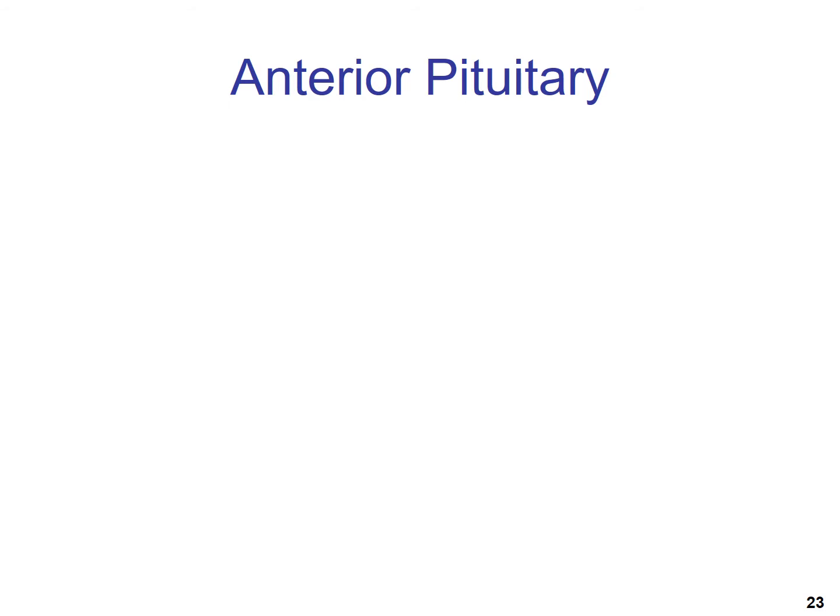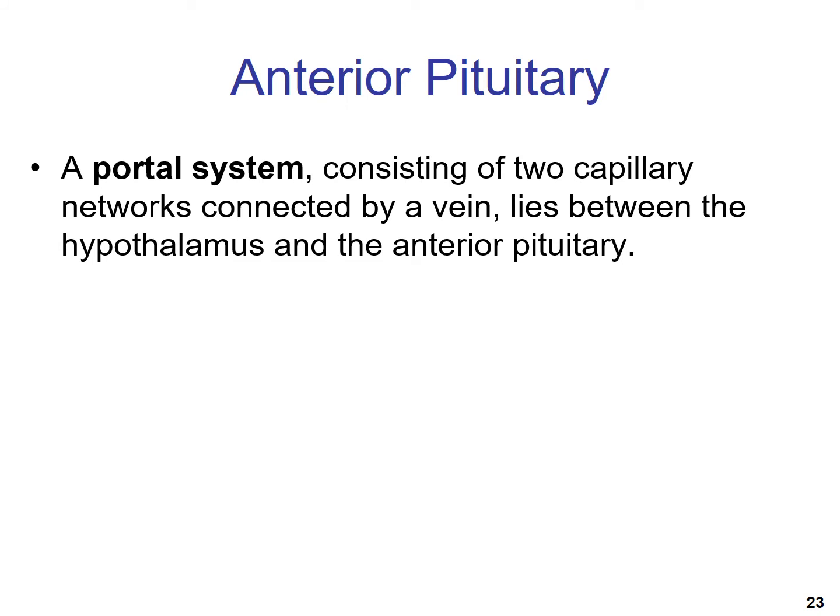Now we're going to talk about the anterior pituitary, which is a little bit more complex because the production mechanism is a little bit more complex, and it also produces more hormones than the posterior pituitary does. So this is basically a portal system, and we'll see a picture of this in a few slides. And a portal system is basically two capillary beds that are connected by a vein. In this particular portal system, there's a capillary network around the hypothalamus, there's a capillary network around the anterior pituitary, and there are a couple of veins that connect these two capillary beds. And like I said, we'll see a picture of this in just a minute.